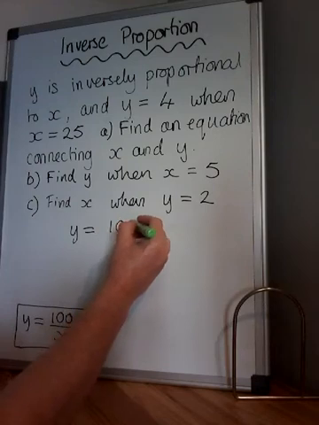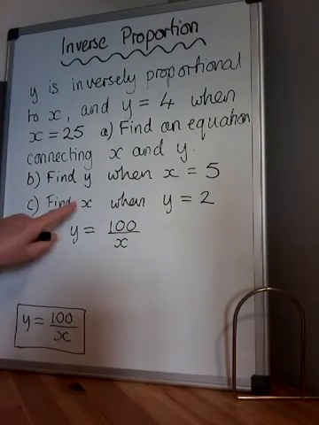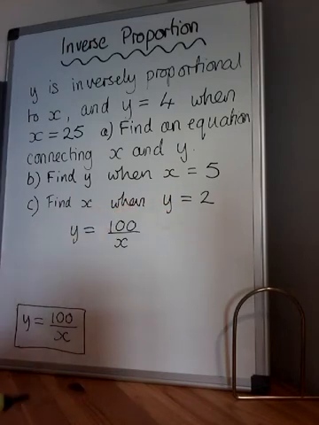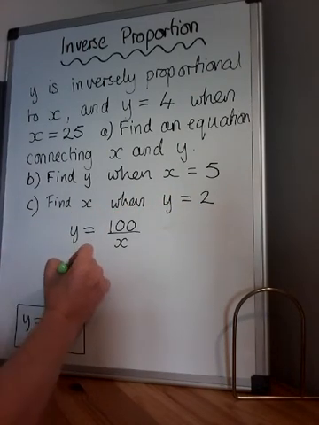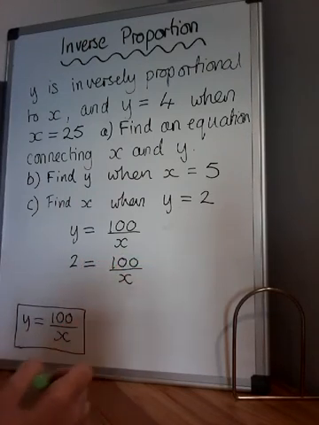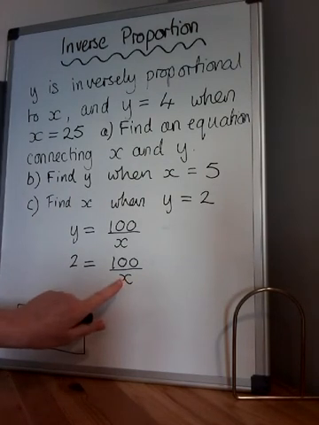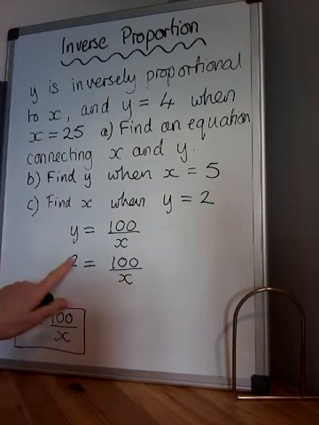So y is equal to 100 over x. This time we're going to substitute in the value for y. So y is equal to 2, which is on this side. So 2 is equal to 100 divided by something. Now you might just be able to spot what that something must be equal to. So 100 divided by something equals 2. You might be able to just guess.